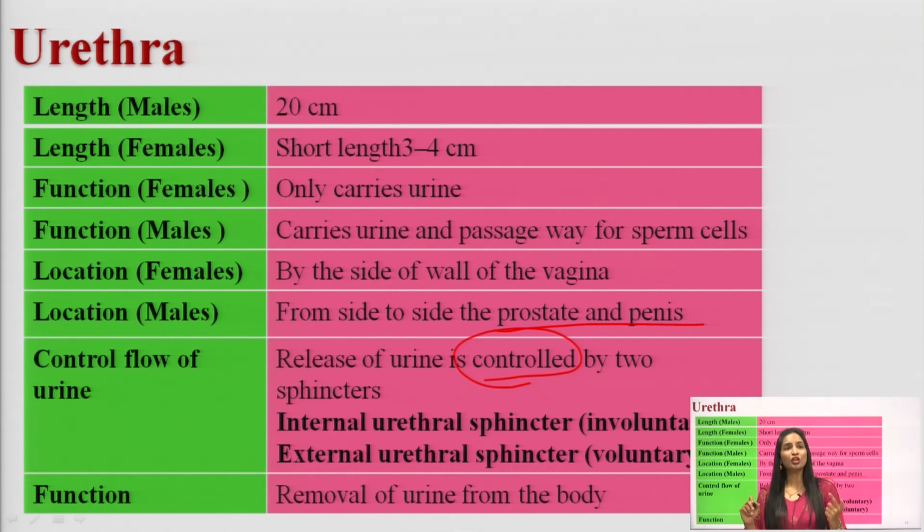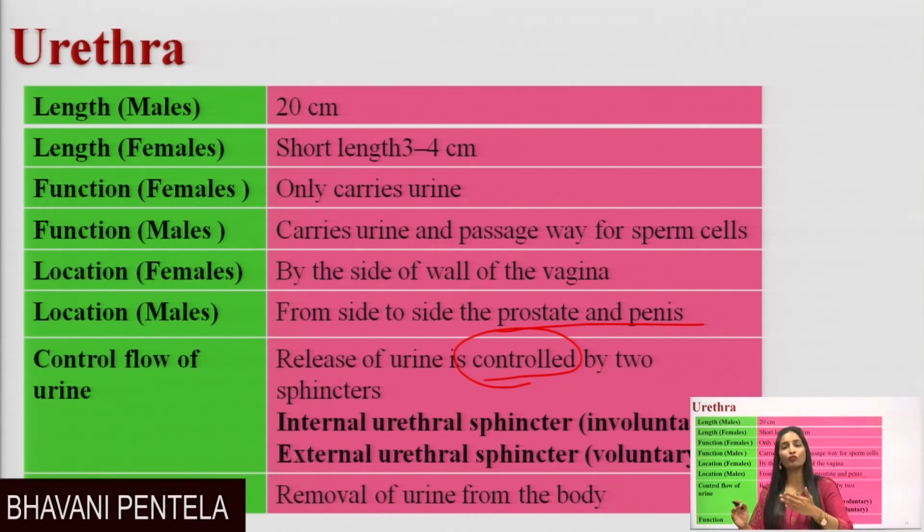And what is the function of the urethra? The function of the urethra is to remove urine from the body. Finally, from the kidney to the ureters, from the ureters to the urinary bladder, and from the urinary bladder the urine passes through the urethra, and it is removed from the body.